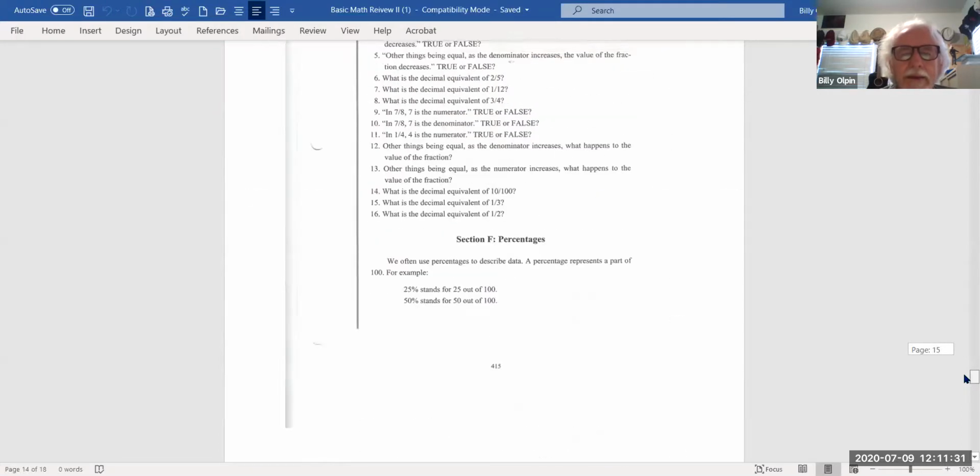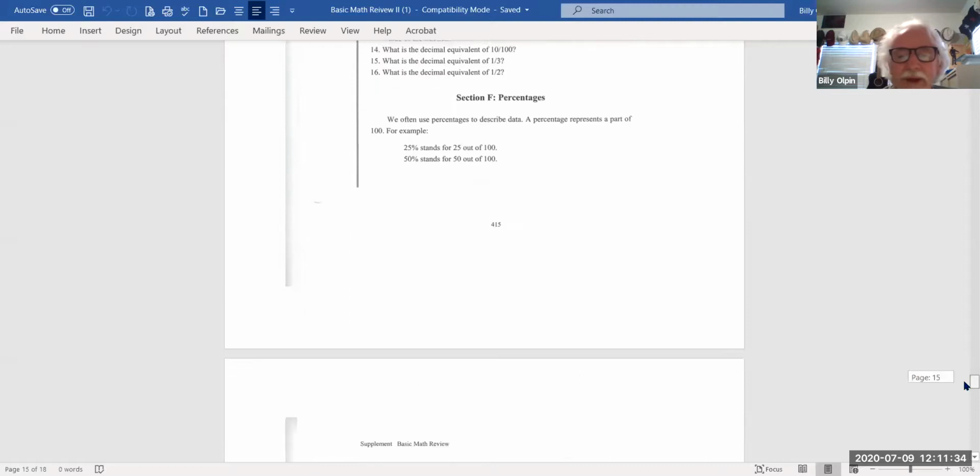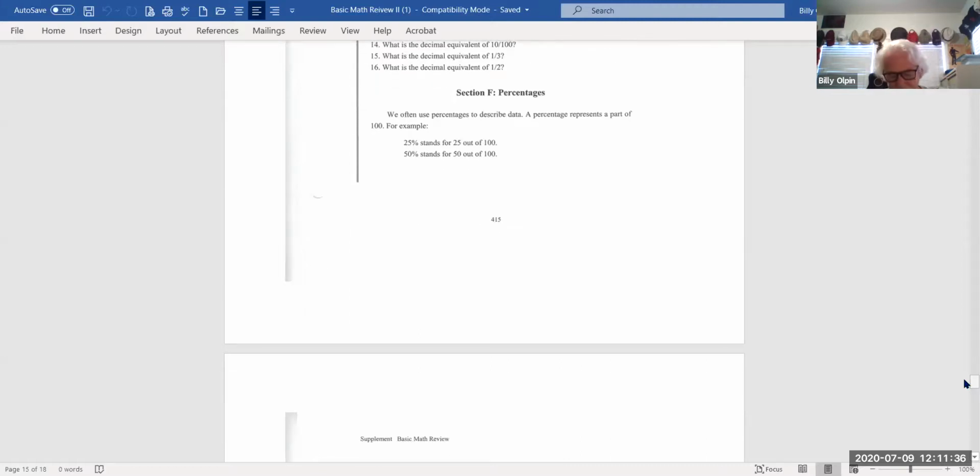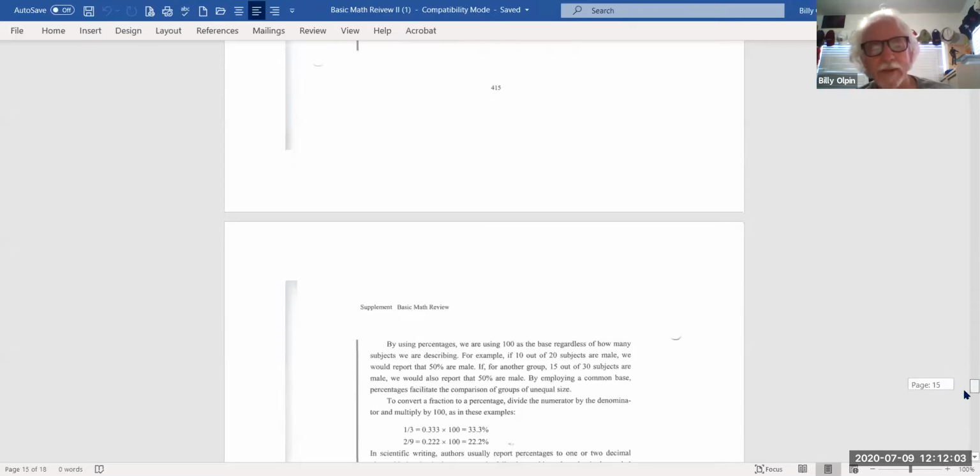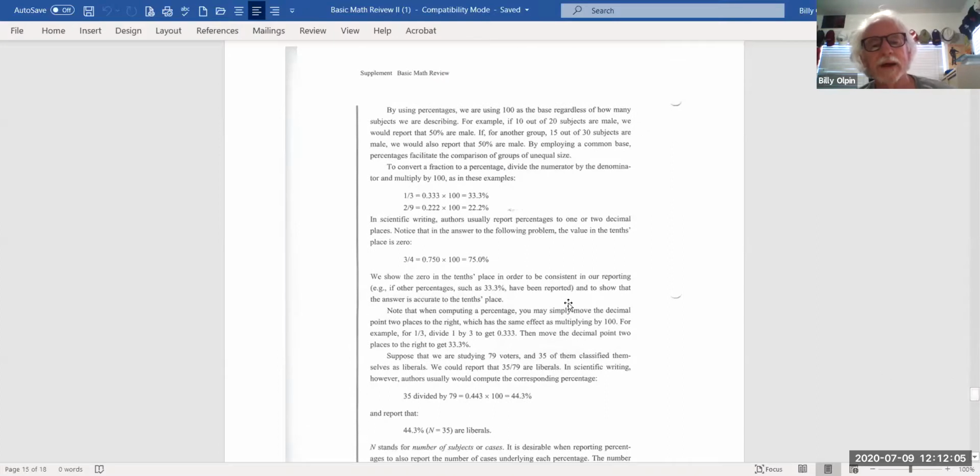All right, and now we're going to move on to percentages. We do a lot of work in percentages. The percentages are helpful in statistics, particularly for comparing groups of different sizes. But we'll get to all that later. Anyway, percentages are really very simple because it's all based on 100. Right? Everything is about how much out of 100, right? 25% is 25 out of 100, 50% is 50 out of 100. And everything is about the hundreds, right?